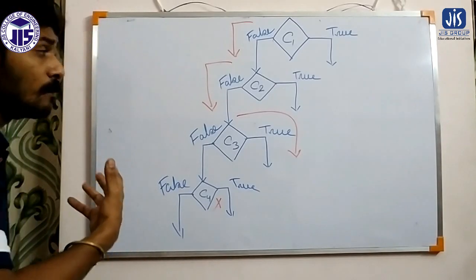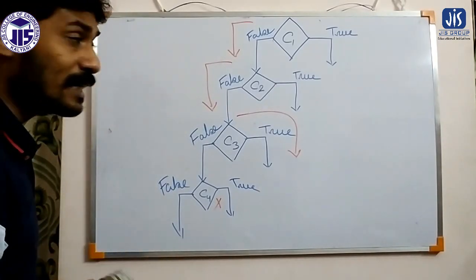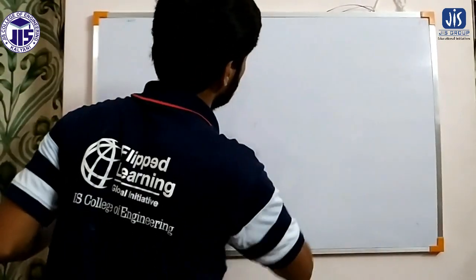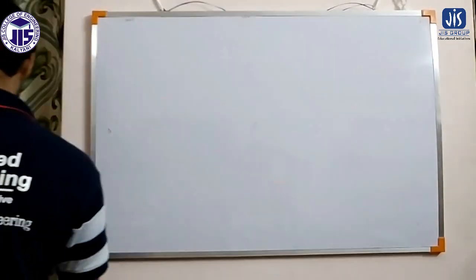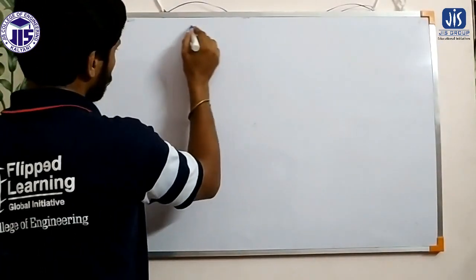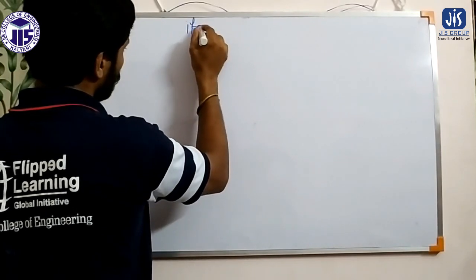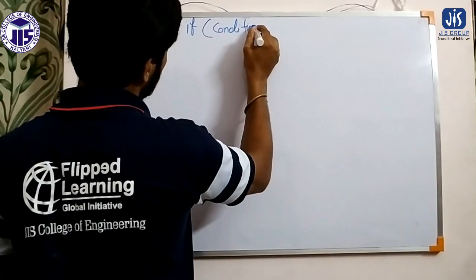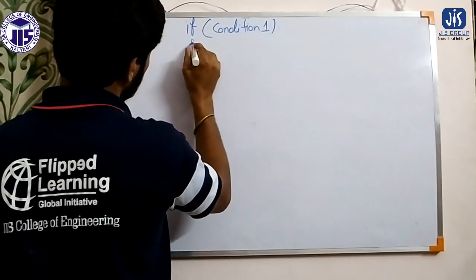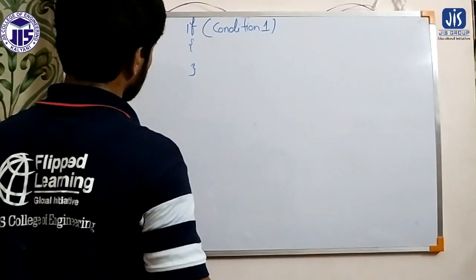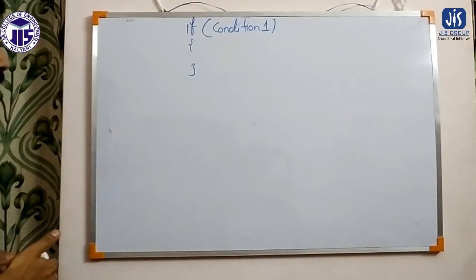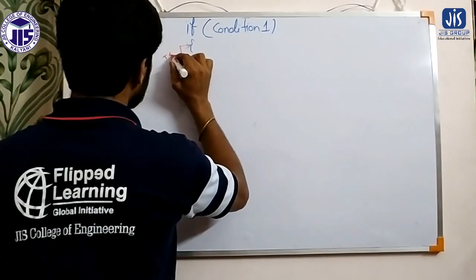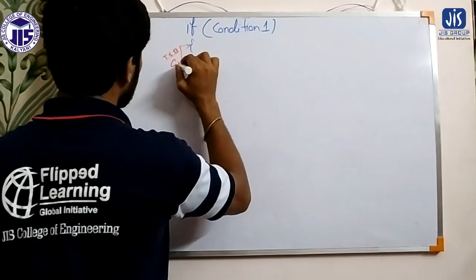So it is just the opposite of the nested if statement. How can we write it in a programming language? What is the syntax that we are going to see? This is my first condition, and this is the true statement block of condition 1.